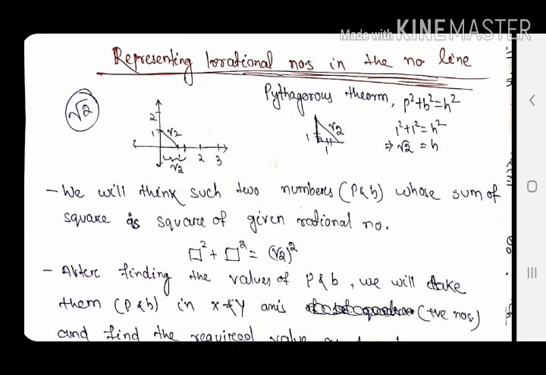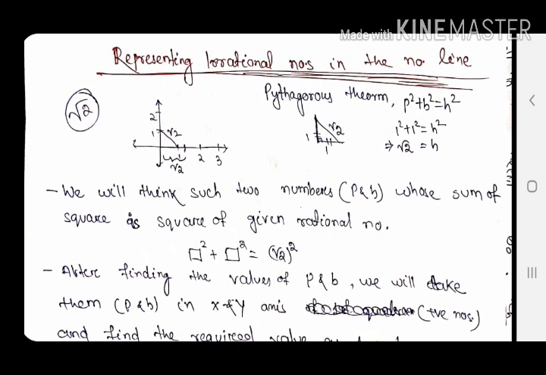Before that, I would like to recall one concept, that is the Pythagoras theorem. For a right angle triangle, p square plus b square equals h square, where p and b are the sides adjacent to the right angle, whereas h is the side opposite the right angle. So how will it help you? For example, here I write p as 1, b as 1: 1 square plus 1 square equals h square, so h square is 2. Listen, h square is 2.